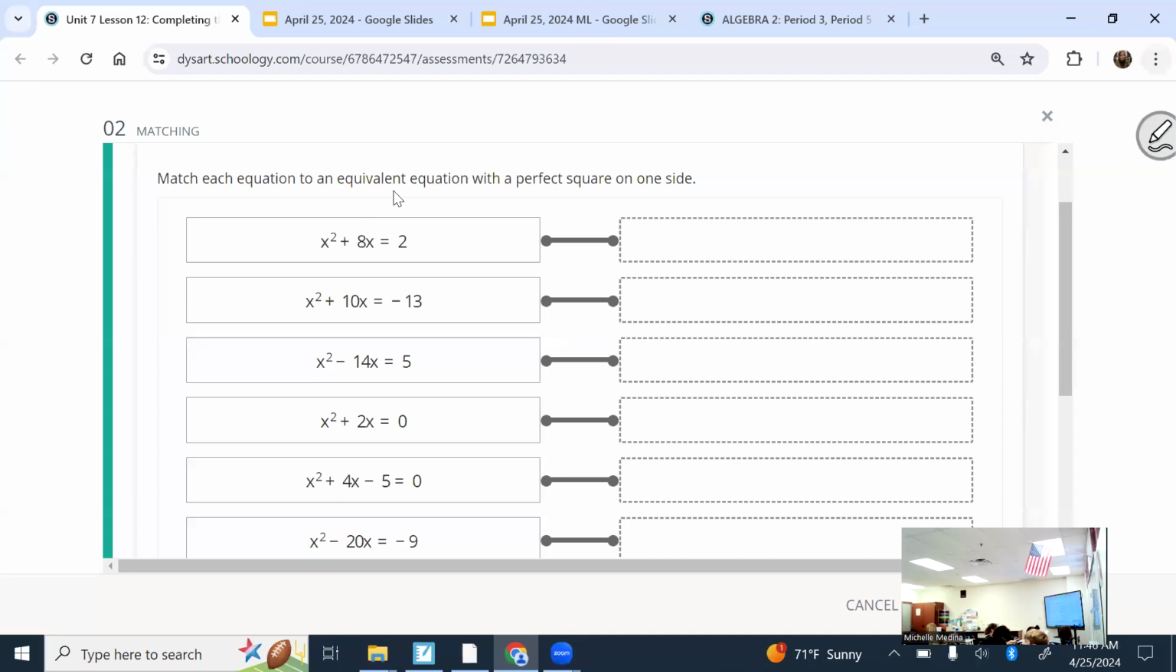On today's practice, you had to match each equation to the equivalent equation with the perfect square on one side. If you follow those steps for completing the square, that's how you're getting the correct equivalent equation. But you're not solving it fully, you're stopping until it looks like one of those steps at the bottom. For this one, first, you make sure that it's rewritten into ax squared plus bx equals c. So is this first one already in that form?